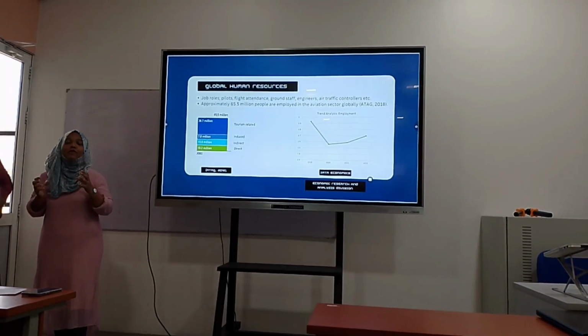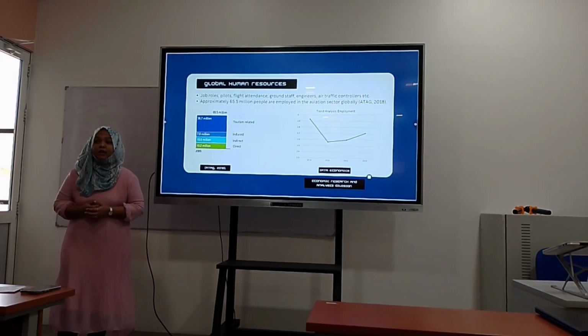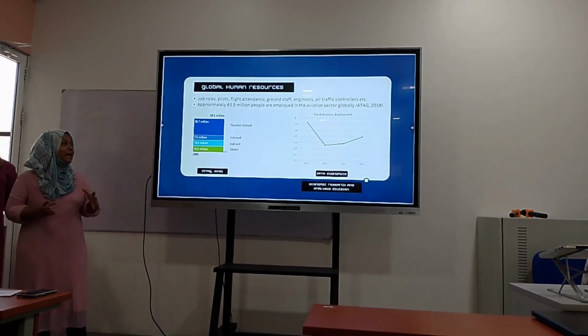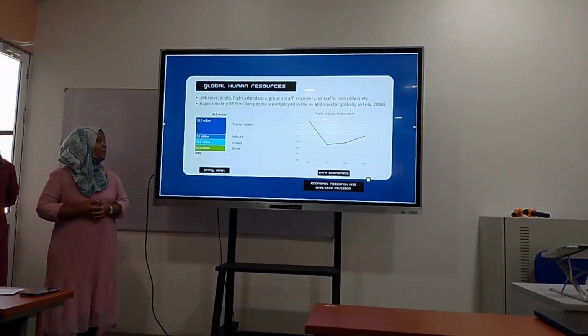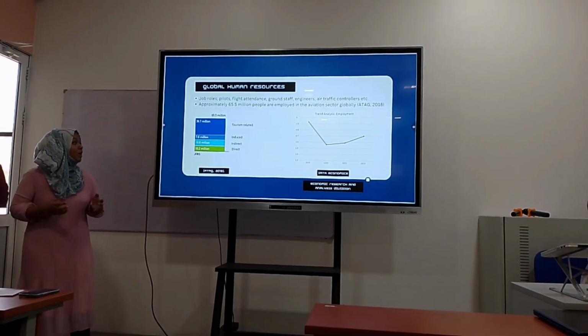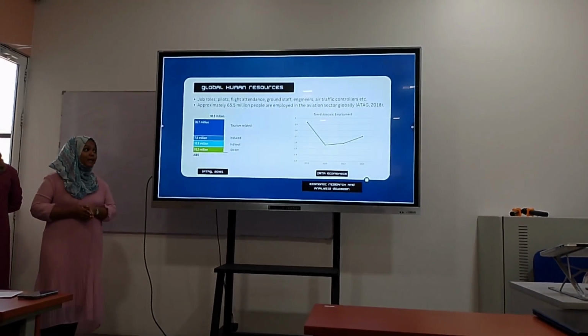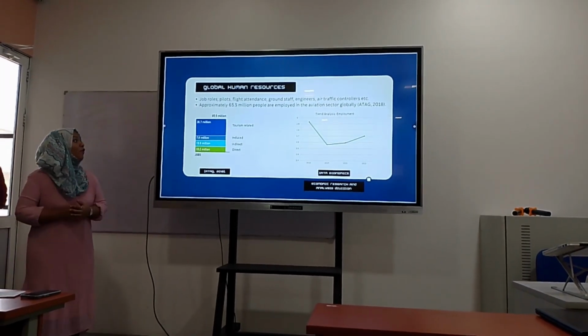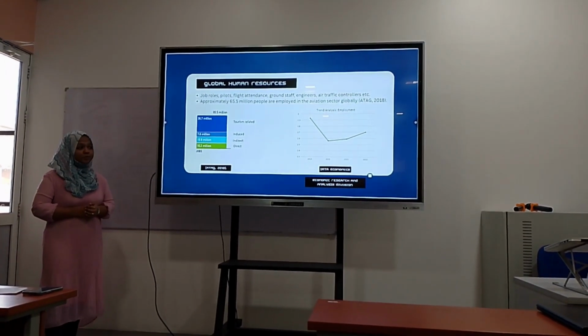Approximately 65.5 million people are employed in the aviation sector. Its breakdown could be stated as direct employment 10.2 million, indirect employment 10.8 million, induced employment 7.8 million, while tourism-related employment takes up the majority at 36.0 million.